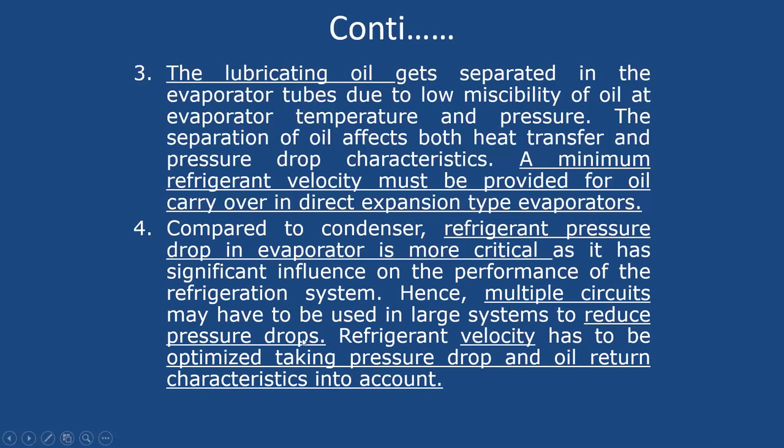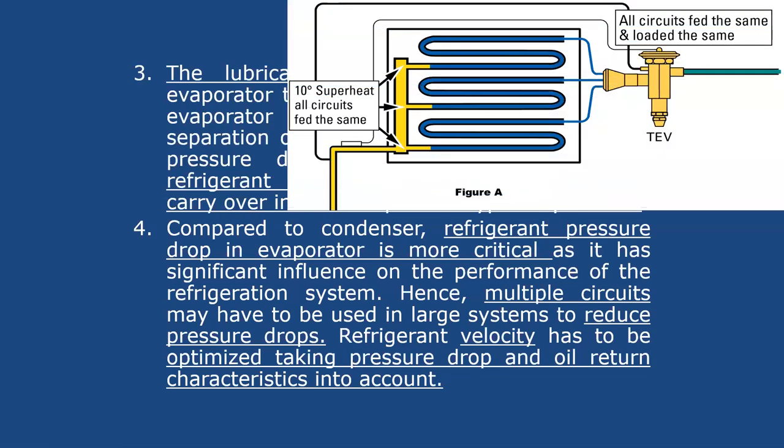Hence, multiple circuits may have to be used in large systems to reduce the pressure drops and refrigerant velocity. Refrigerant velocity has to be optimized, supposing such multiple circuits are used. So instead of one inlet, if we provide multiple inlets, the path of the refrigerant is reduced. This is one path, this is the second path, this is the third path. Such kinds of evaporators help us to reduce the pressure drop.